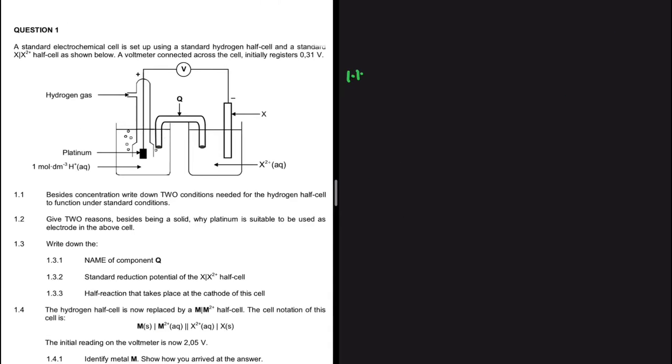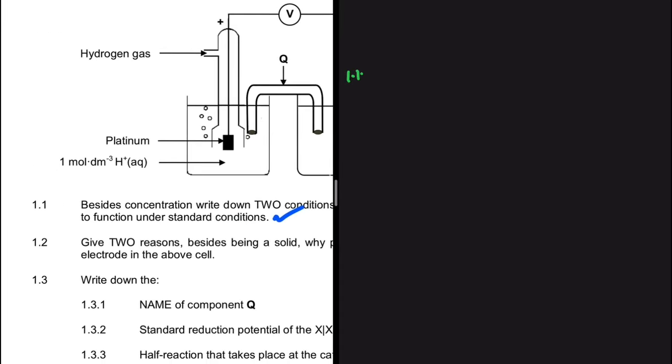Besides concentration, write down 2 conditions needed for the hydrogen half cell to function under standard conditions. In total, we have 3 standard conditions, one being concentration at 1 mole per decimeter cube. In 1.1, we're looking for the other 2 standard conditions. That is pressure. Pressure is one of our standard conditions at 101.3 kilopascals. Another standard condition we have is the temperature at 298 kelvins or 25 degrees Celsius. That is the answer to 1.1.